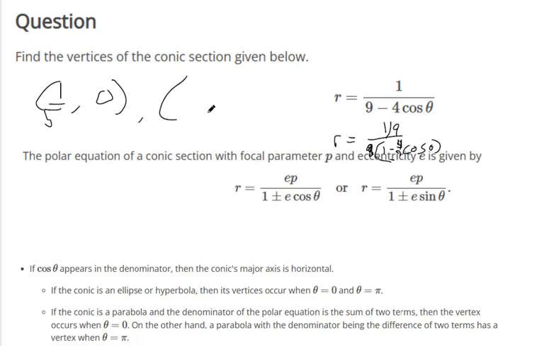And then the next angle is going to be pi. We plug in pi, cosine pi is -1. -1 times -4 is +4, so 1 over 13 is what we have for the other radius. So that's the answer for the vertices in polar coordinates. If they wanted them in Cartesian coordinates, you just need to use those conversion equations to convert from polar to Cartesian.